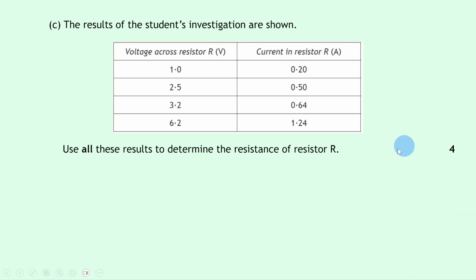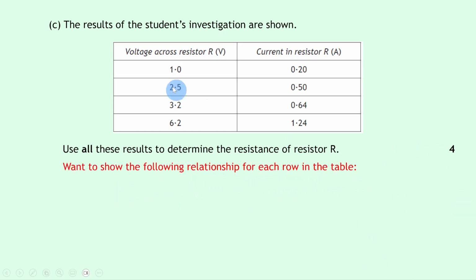Well, to answer this kind of data handling or skills question, we want to show the following relationship for each row in the table. So because we're trying to find the resistance R, we want to show that V divided by I is equal to R is equal to a constant. So for each row in the table, we're going to take our voltage value and divide it by the current value to show that it's going to come out to roughly the same value of resistance each time, and that should show that the resistance is a constant.